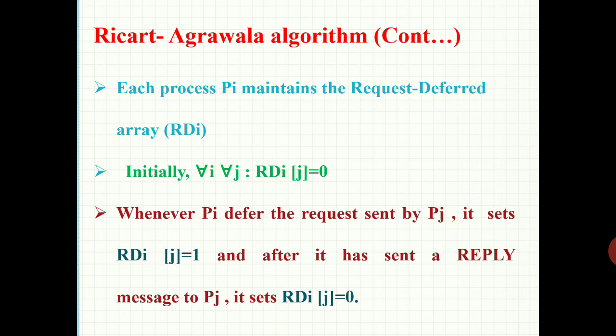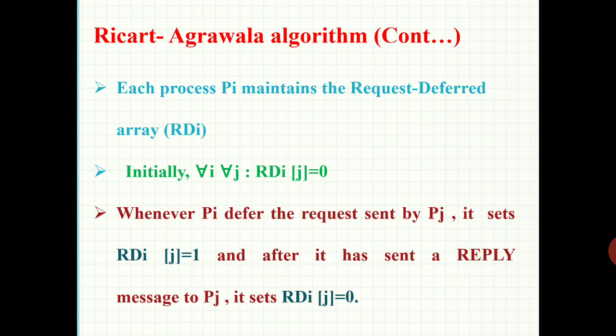The size of the request deferred array depends on the number of processes in the system. Initially, all the values of the request deferred array are set to 0. So if we consider a particular process Pi, for that process we will set all the values of the array to 0 in the initial case. It will be performed for each and every process in the system.